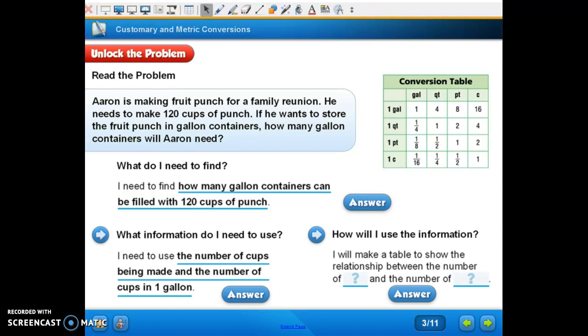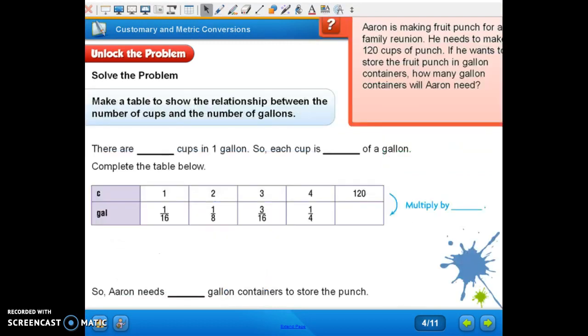How will I use the information? I will make a table to show the relationship between the number of cups and the number of gallons. There are blank cups in a gallon. How many? 16. There are 4 quarts in a gallon. There are 8 pints in a gallon, and there are 16 cups in a gallon.